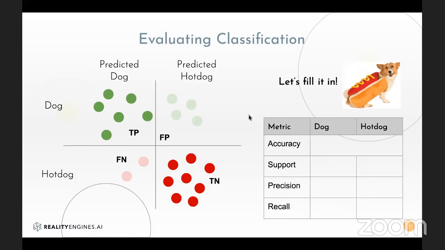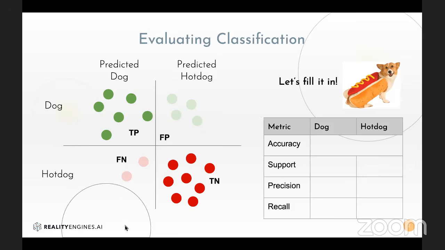So let's suppose we have this problem where we have a bunch of images. Some images are of dogs and some images are of hot dogs. We want to train a model that'll learn which images are for dogs and which images are for hot dogs. Those are our data points. We have 20 data points in total. 10 of the pictures are dogs, 10 are hot dogs.